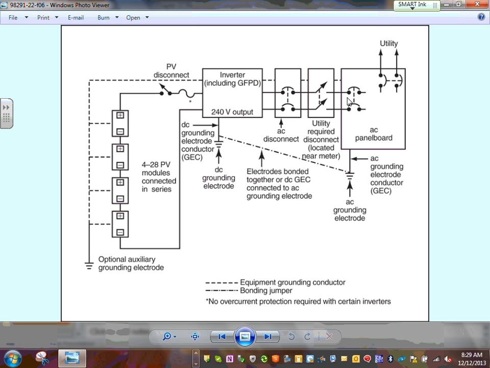Then you dump it right into the grid, either on the load side here or on the line side right in the top here. And then there's an equipment grounding conductor. The equipment grounding conductor has to come with them, and a bonding conductor and a grounding electrode conductor for all these systems.